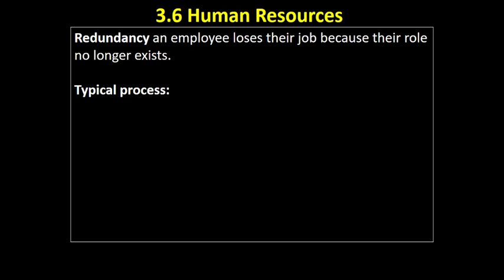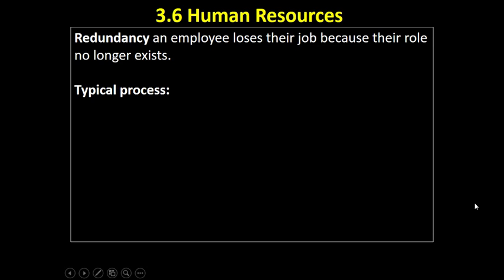So unfortunately, sometimes there are situations in business where staff can't be redeployed and people need to leave the business, which is effectively what redundancy is. It occurs when an employee loses their job because their role no longer exists.